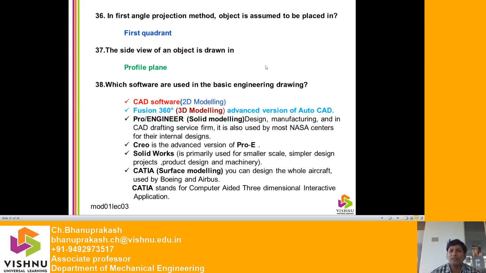So in the first angle projection method, the object is assumed to be placed in the first quadrant. Next one, the side view of an object is drawn. Generally, where do you want to draw the side view? The side view can be drawn on the profile plane.